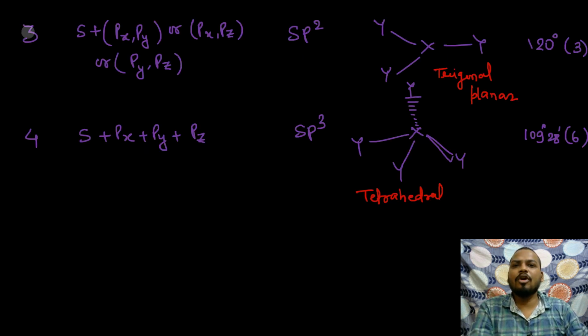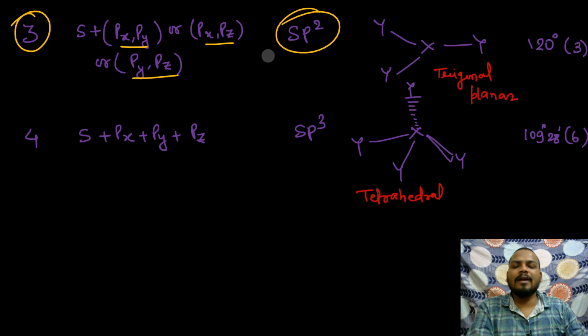If the number of hybrid orbitals is 3, then 1s and 2p go for intermixing. P has 3, therefore either px py, or px pz, or py pz atomic orbitals go for intermixing. Then the hybridization is sp2, and the geometry related to sp2 hybridization is trigonal planar, and the bond angle related to trigonal planar is 120 degree, and the number of 120 degree bond angles is 3.